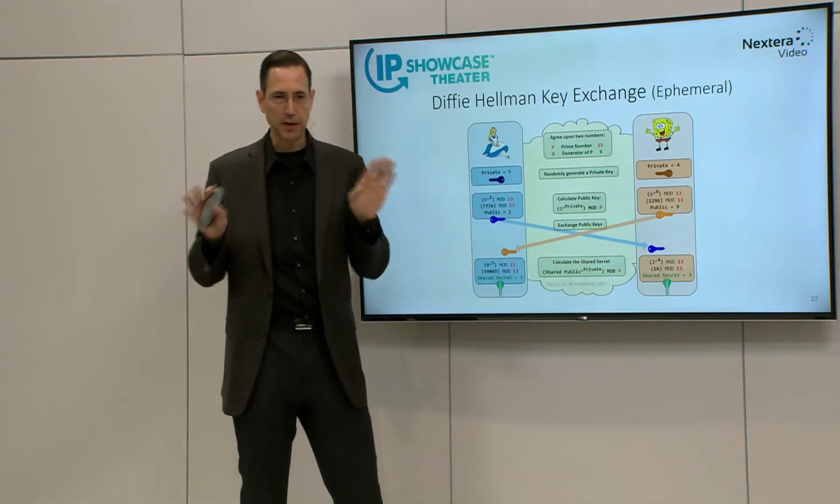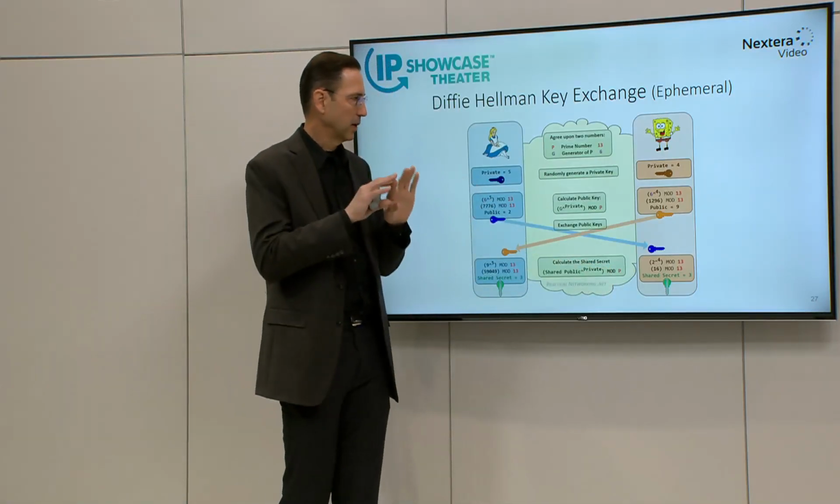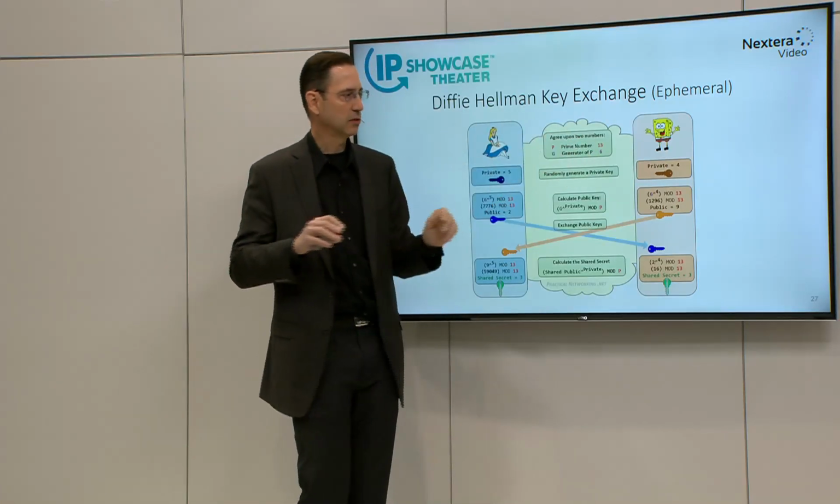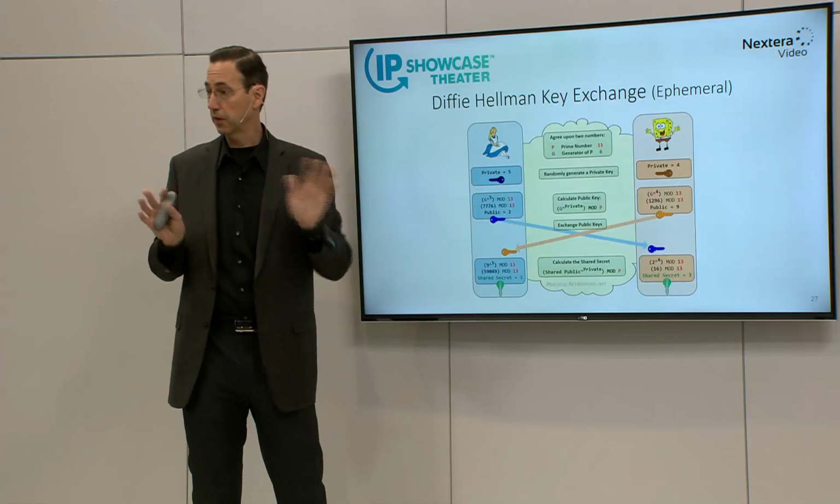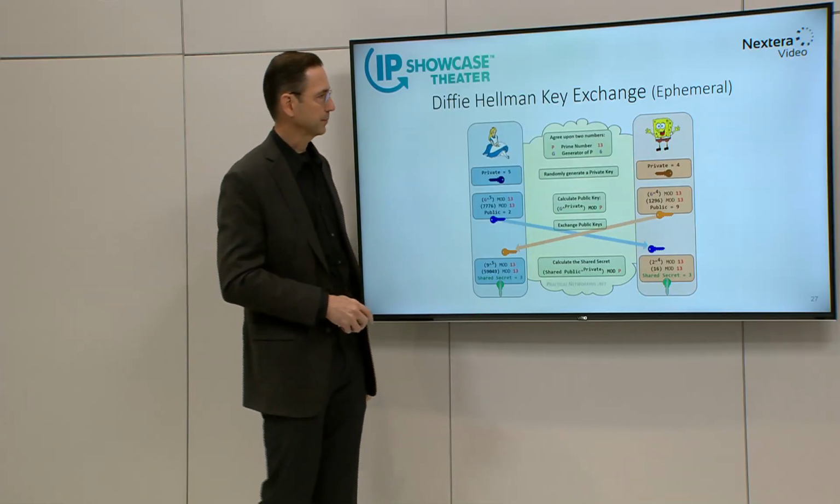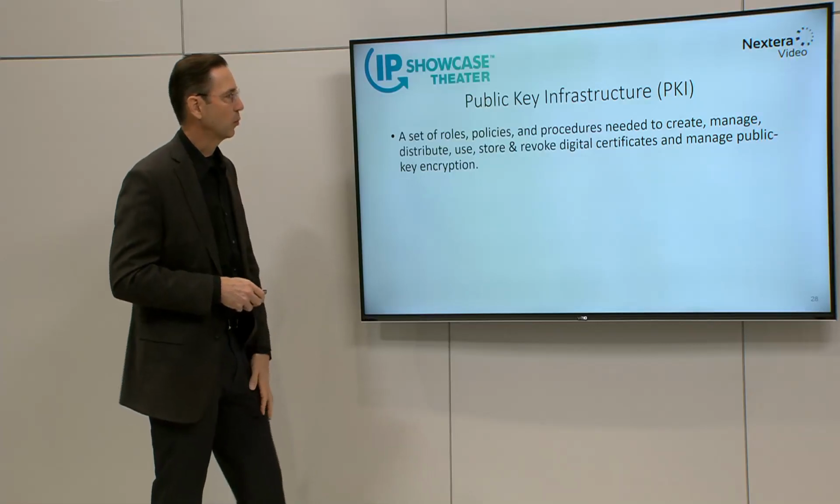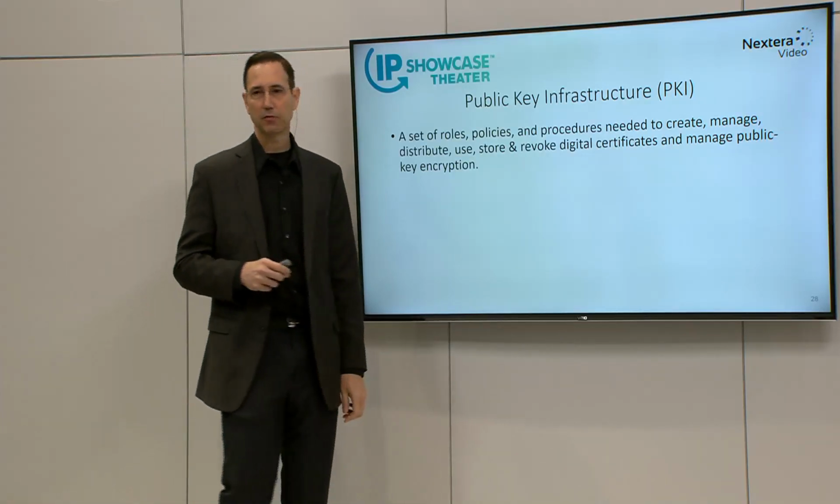So now you've got this mechanism where 2 parties, all they have to do is agree on a couple numbers in the clear, anybody can see these, they can end up with the same key and send messages back and forth. So the third way to do this is called a public key infrastructure.